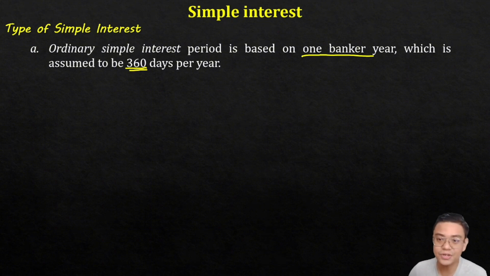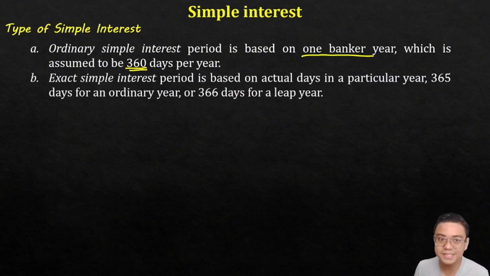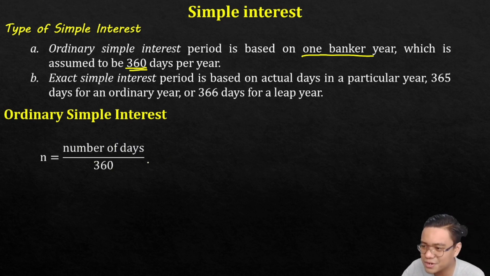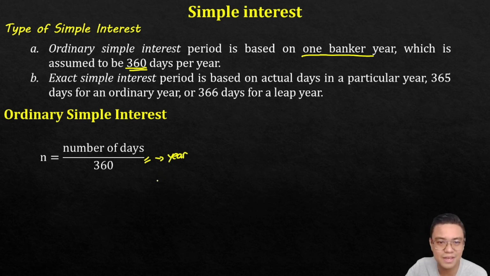Now there's another type of simple interest, which is the exact simple interest. Now, the exact simple interest, dito na po ika-count yung tinatawag natin na leap year or hindi ba siya leap year po. Let me just show you for the ordinary simple interest, just in case, if ang given sa inyo is days, then you have to convert that one into years po. And how do you convert? Just divide the number of days by 360, you'll be able to get a year. Your goal here is to get the value of the year.